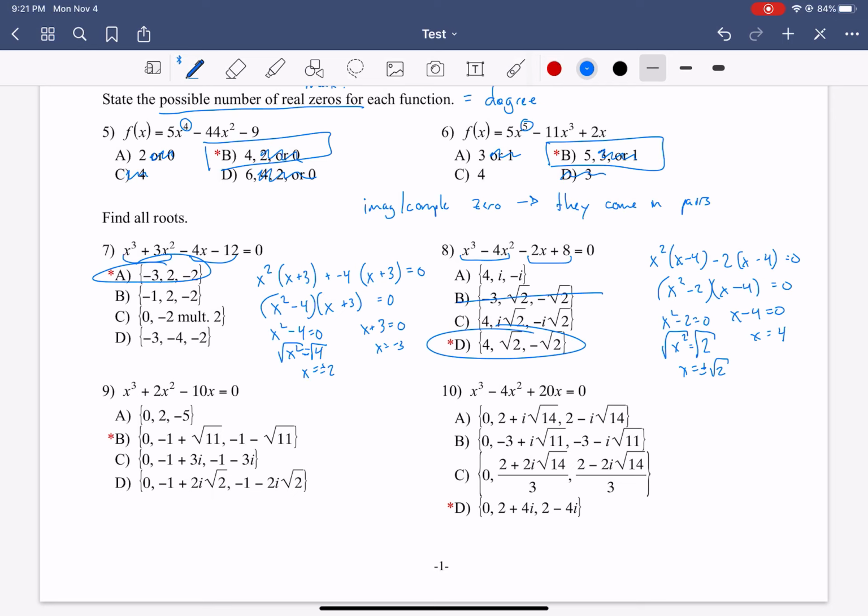Let's move on to the next one, number 9. We don't have 4 terms, so there's no way to group, but we can see in each term we can take out an x. So because of this one right here, we know x is equal to 0, and then we can say this other whole term is equal to 0. So we need these zeros here. Can't rule anything out yet. We can try to factor this.